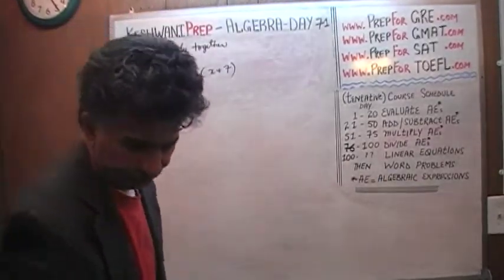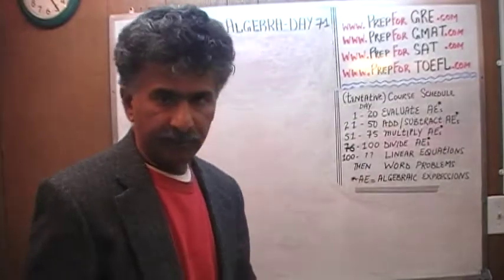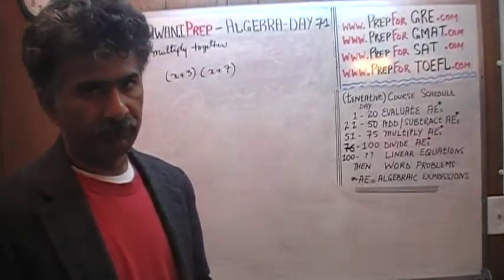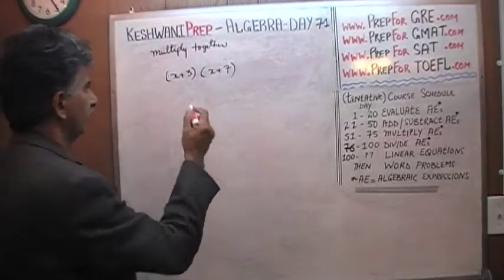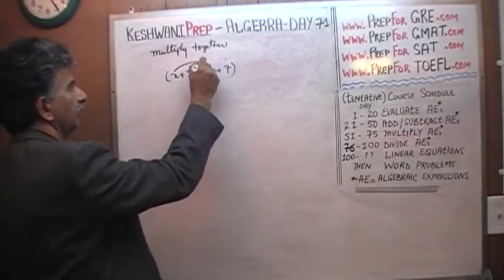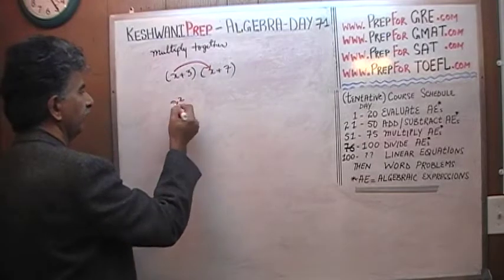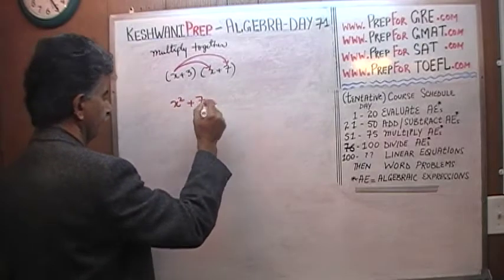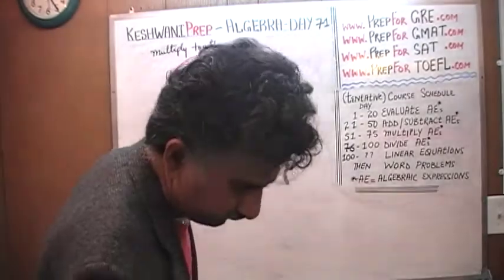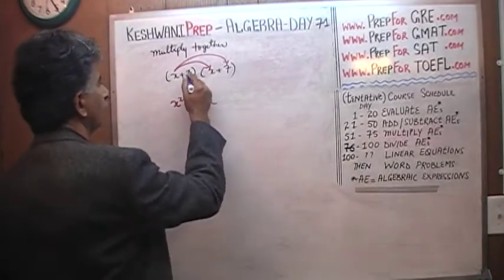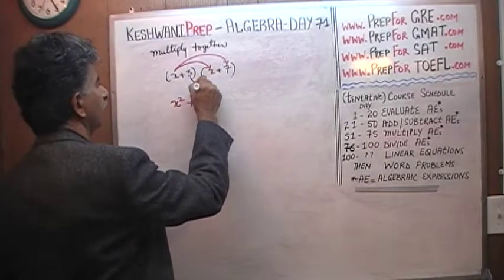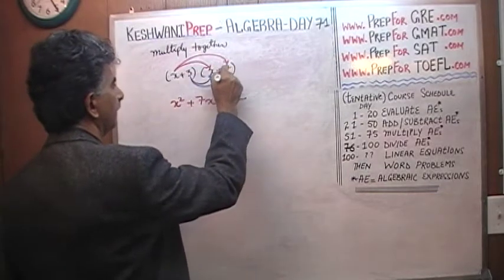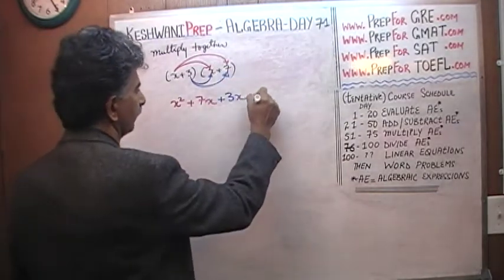So let's do it then. And what we'll find at the end, as I told you before, is what is known as a quadratic equation, and we'll see what we'll do with it in a second. Okay, so here's how it goes. You multiply x times x gives you x squared, then x times 7 is going to give you 7x, and then 3 times x, which is going to give us 3x, and then 3 times 7 gives us 21.